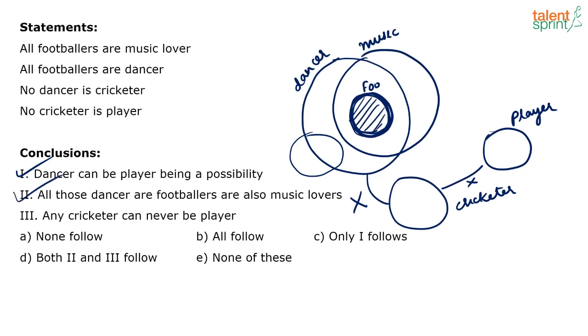Now third one, any cricketer can never be a player. Yes, any cricketer can never be a player, which is again true. That is actually the same statement given in a different way, that's all. No cricketer is a player. That means any cricketer can never be a player. So that's also true. So here all the three conclusions follow. So the correct answer is option B.